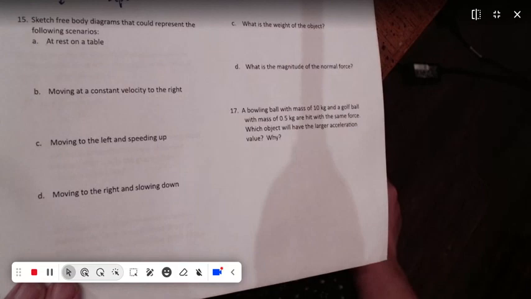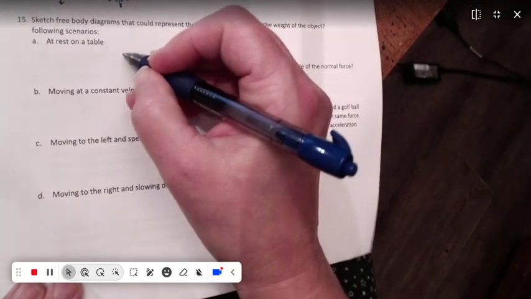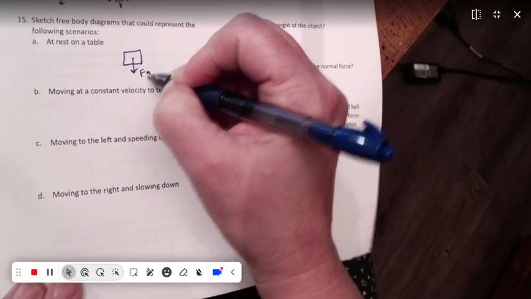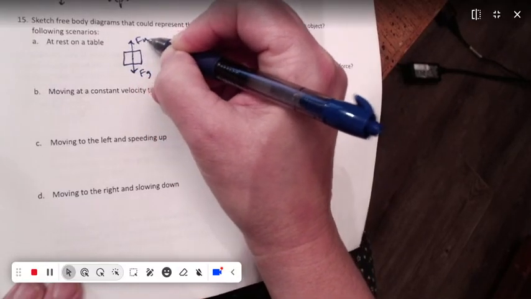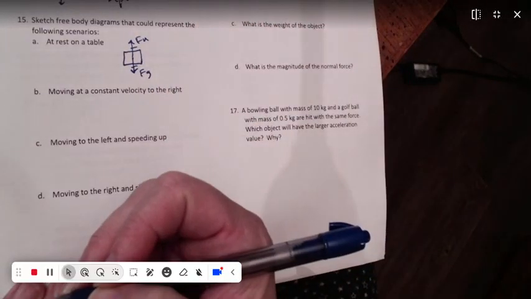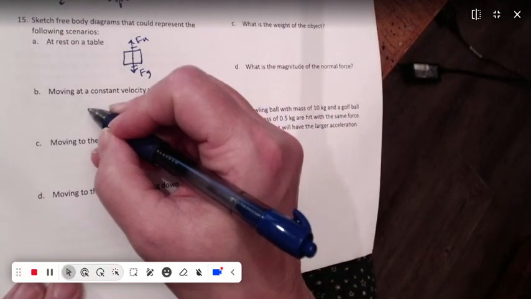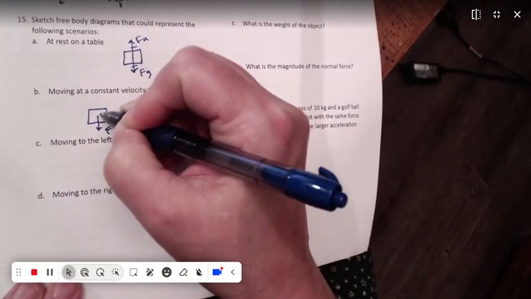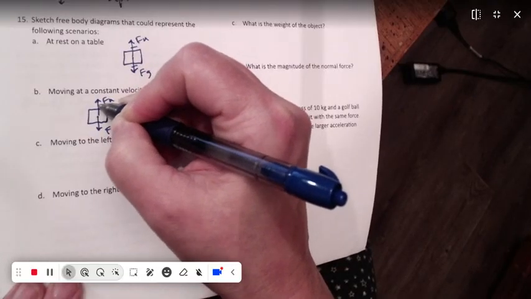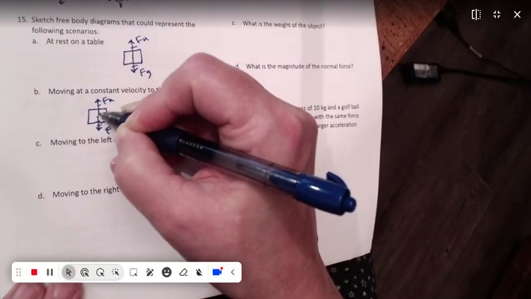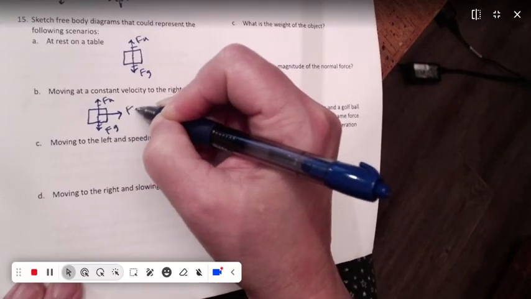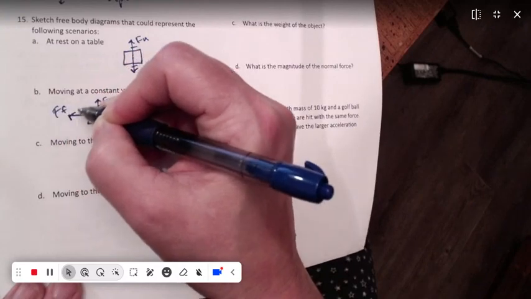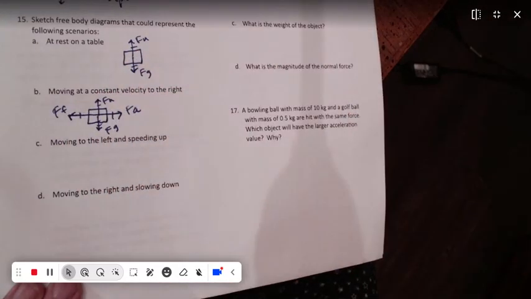Sketch free body diagrams that could represent the following scenarios. At rest on a table, so this one we've drawn a whole bunch of times. We've got force of gravity, we've got normal force, they're equal value, opposite direction, boom. Moving at a constant velocity to the right, so again we have our vertical forces balanced. And then if we're at a constant velocity, we've got to have balanced forces to the right and to the left. So maybe that looks something like that.